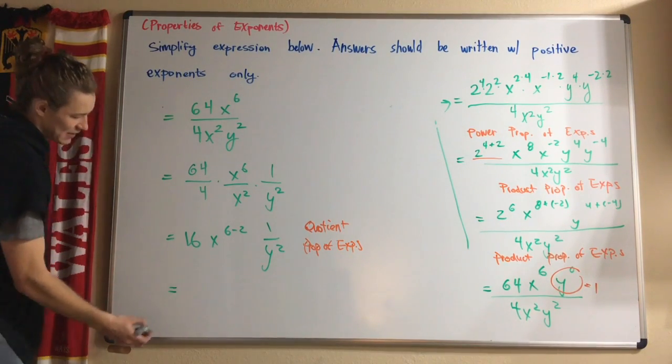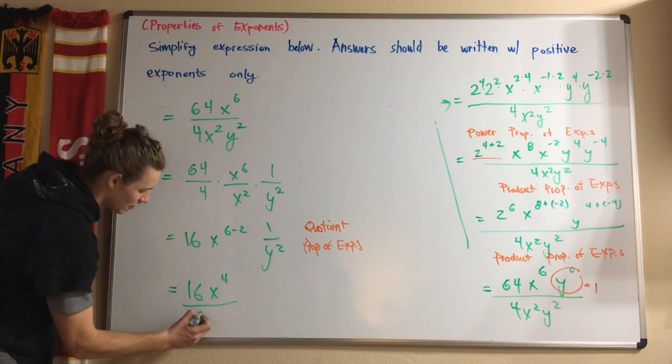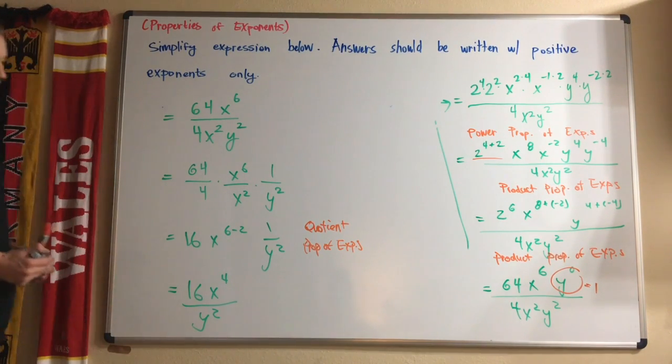And at this step, I can say that this is 16 x to the 4th over y squared. And that'll be our final answer.